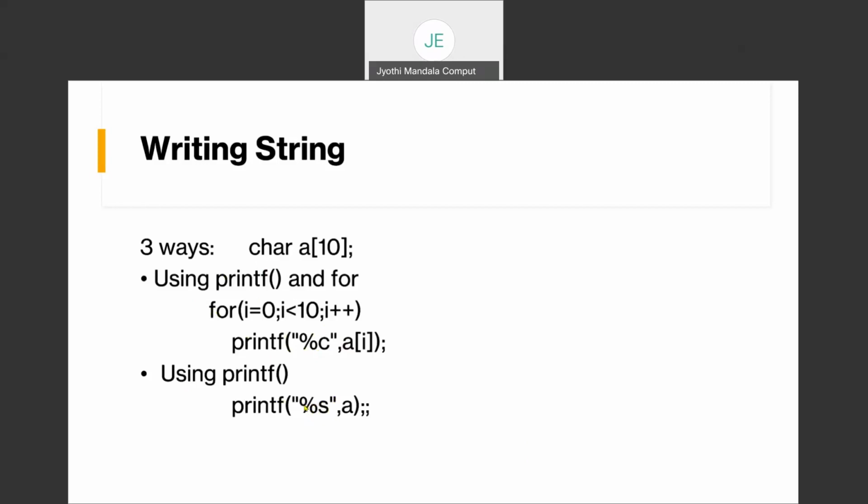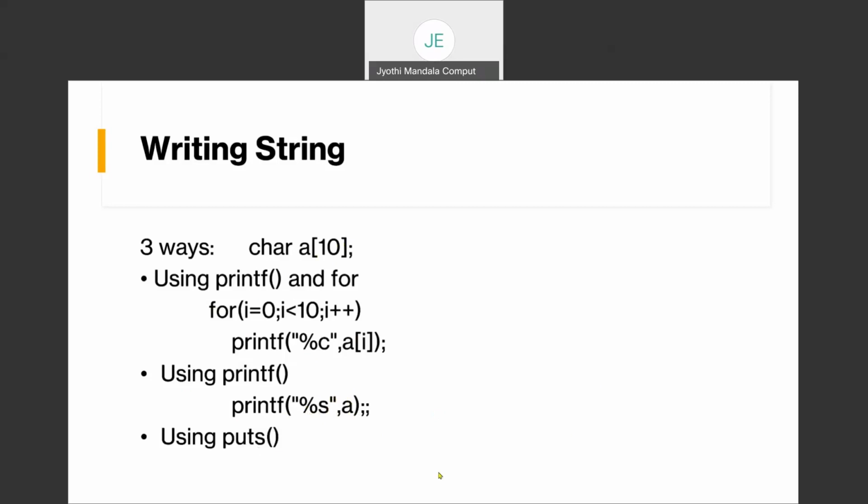But if you are using the second type, %s, as a format specifier, then there is no need to use the for loop. Directly you can write printf with %s and then whatever string. That means if you have stored 10 characters in this, then all the 10 characters will be printed because we have used the format specifier called %s. And we have one more way, which is called puts.